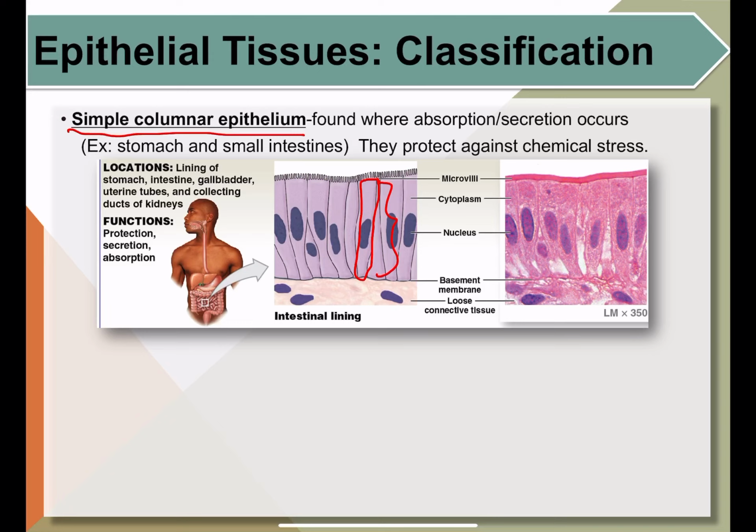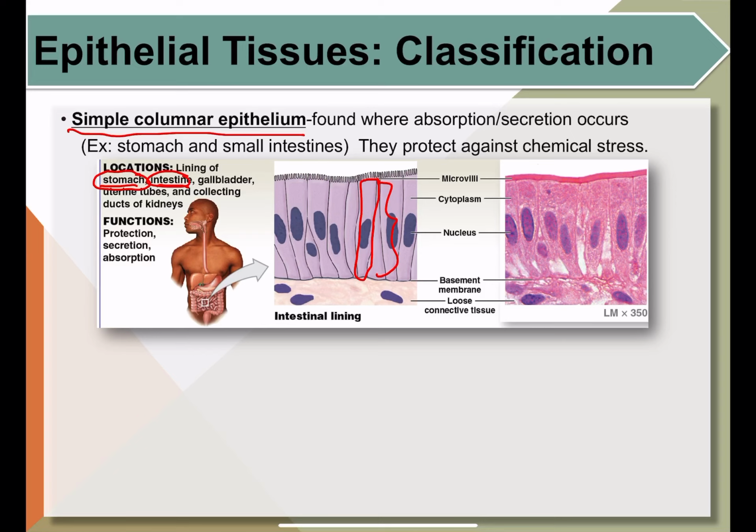So simple columnar epithelium is usually found in linings of the stomach, your small and large intestines, or even the gallbladder and other organs. But mainly, I want you to remember stomach and intestine, okay? Because those are areas where we have chemical stress. For example, your stomach acid coming from your stomach cells, and then you have feces within the large intestine that can harbor pathogens and bacteria. So that's why those areas will have a thicker type of epithelial cells, like simple columnar.